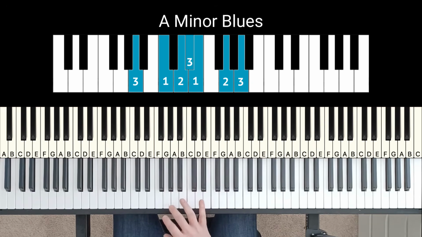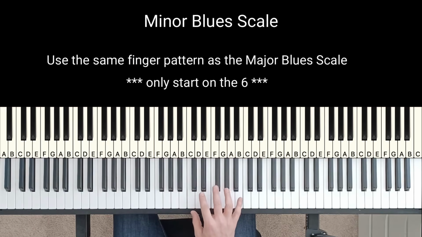And it's the same for all 12 keys. So whatever finger pattern I'm using for the major scale, I'm going to duplicate that in the relative minor scale. So let's go through these minor blues scales in all 12 keys, and I want to work through them in group order so you can get used to those finger patterns.